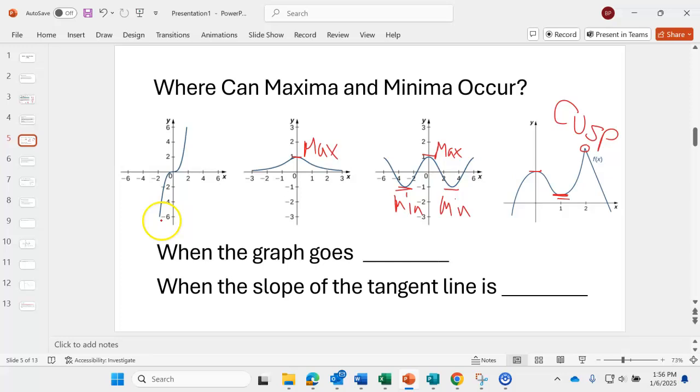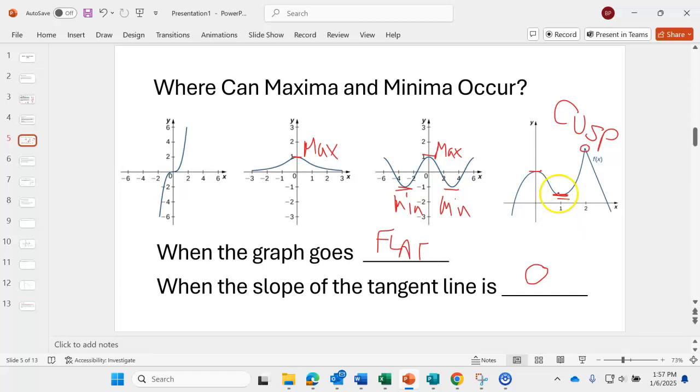In this first example, there really is no minimum or maximum. There's no one spot that's taller than the rest. So this one wouldn't have any. The question becomes, where do those maximums and those minimums occur? And it happens when the graph happens to go flat. You notice that all these maximum spots and all these minimum spots, the graph is horizontal. And in that case, when we know that a graph is flat or horizontal, the slope of the tangent line at that spot happens to be 0.